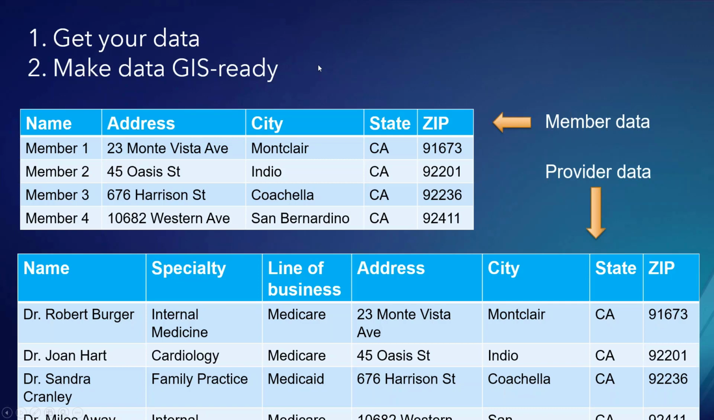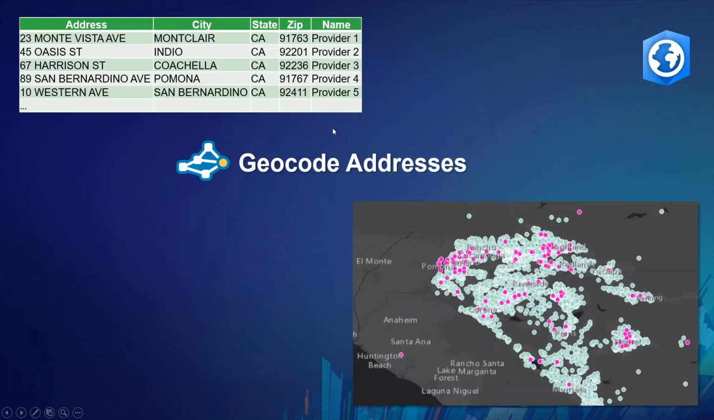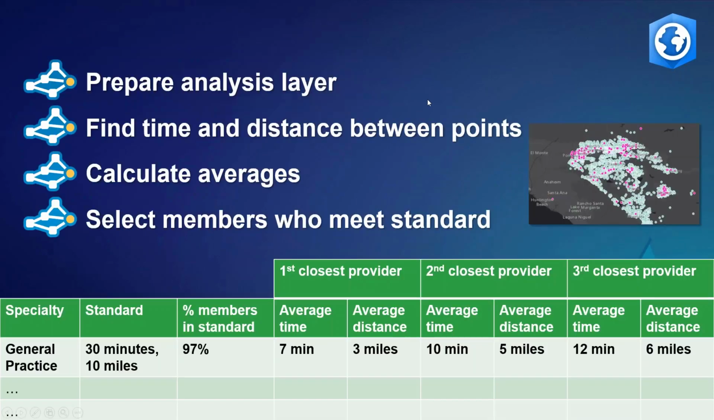We're going to make that data GIS ready. We're going to geocode, and show an example of geocoding some of these members and providers using ArcGIS Pro, Network Analyst, and StreetMap Premium. We're going to take those tabular data and then visualize it on a map. We're going to walk through the process of preparing an analysis layer for an origin destination analysis, which looks at every one of the facilities and finds times and distances between the points, calculates some averages, and selects members who meet the standards. We're going to be able to share that information out to a web-based application.